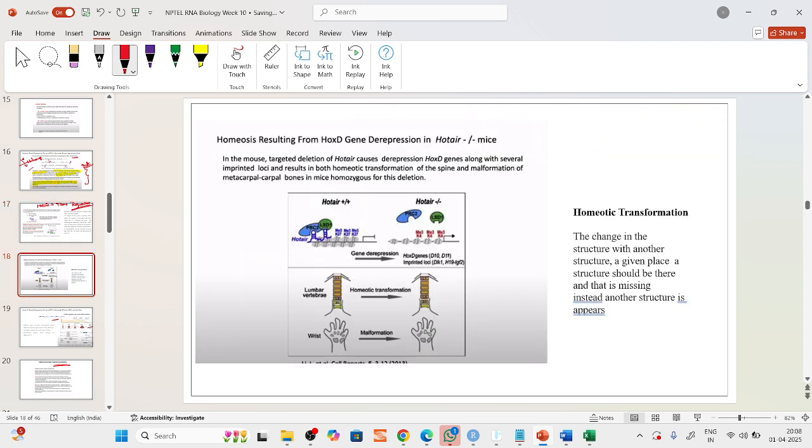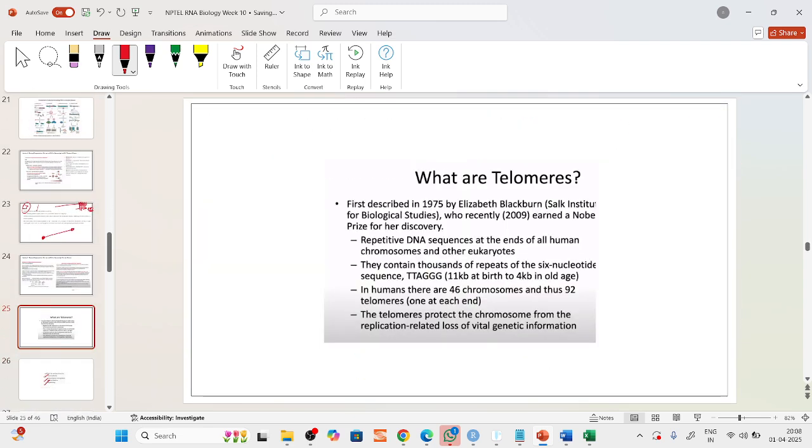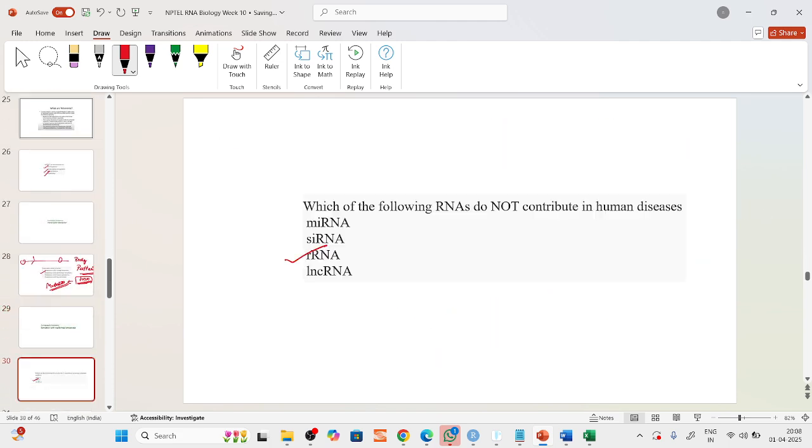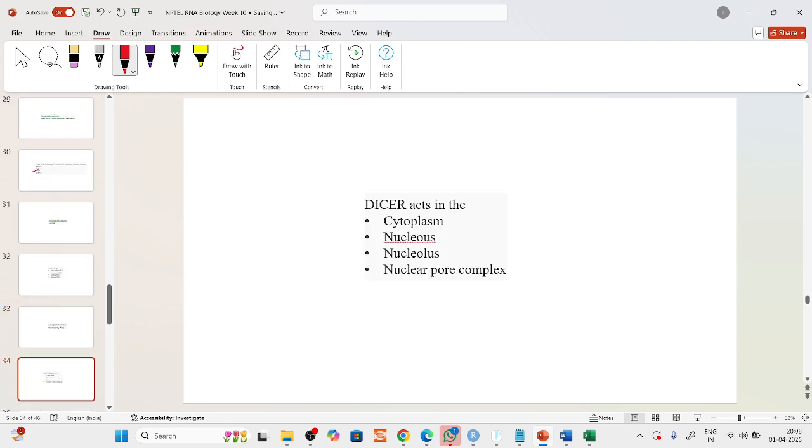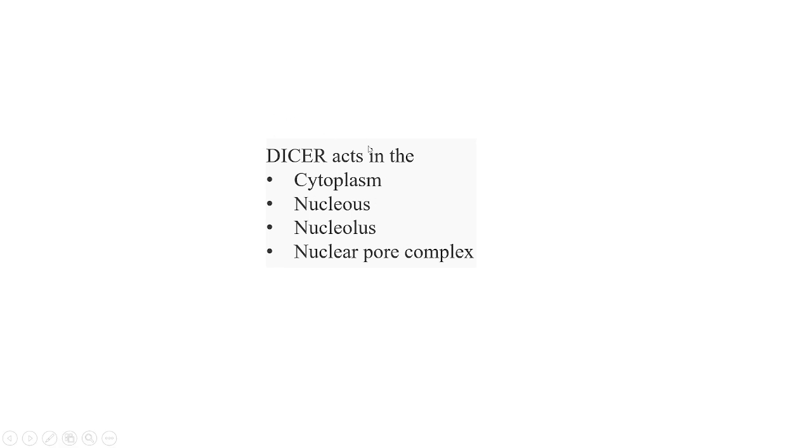Okay, fine. So the overall gist is that HOTAIR is a long non-coding RNA. Then next: Dicer acts in the cytoplasm, nucleolus, or nuclear pore complex. Let us take it as nucleus. I don't know why they have given the same option.